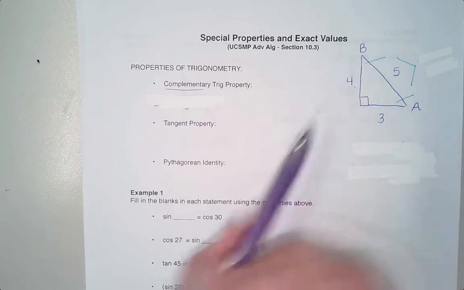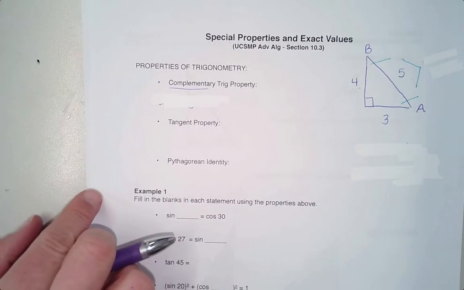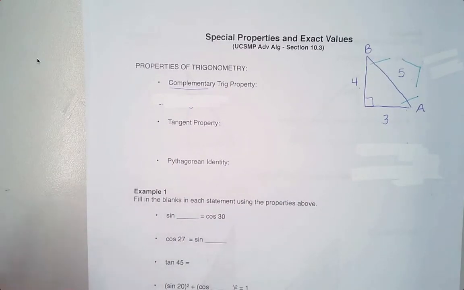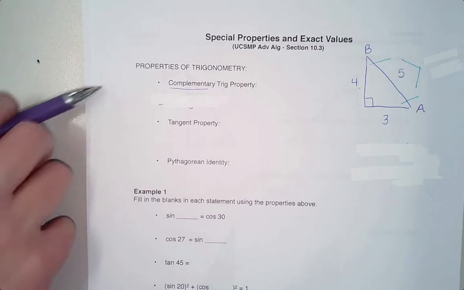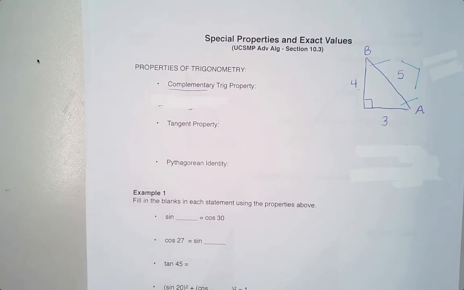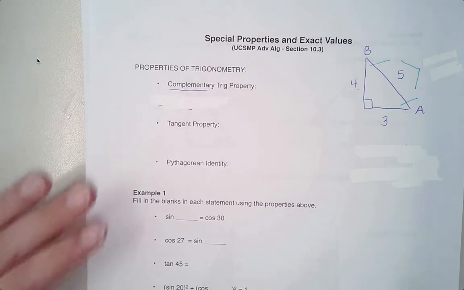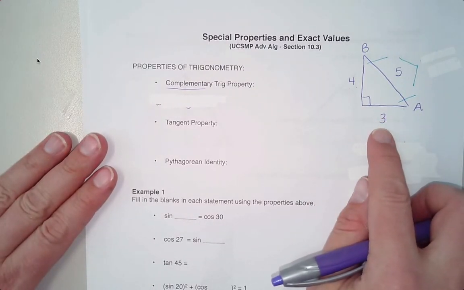So there are three properties that we're sort of talking about today, and you're going to see these in the context of the unit circle when we move to that topic later on this week. But for right now, I just want you to get used to what these things are really saying. So the complementary trig property, also known as the complements theorem, here's what it says.